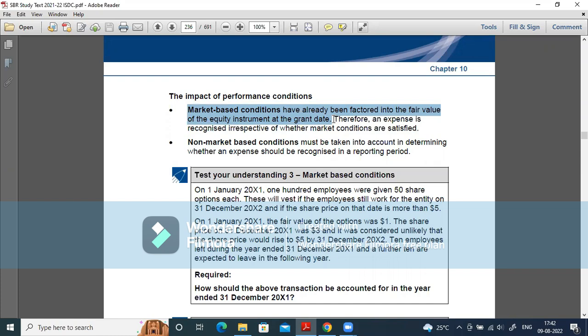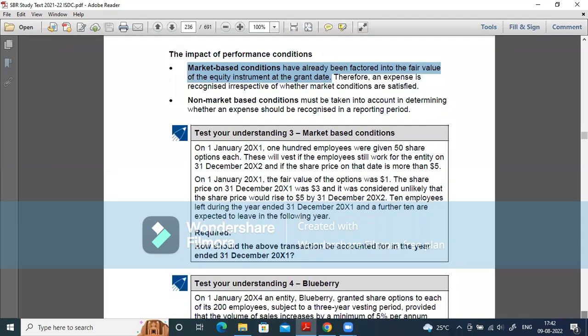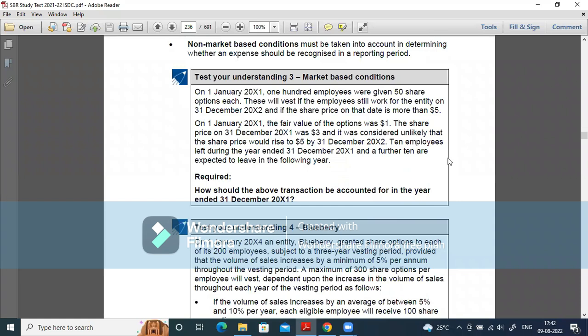Now let me take an example. Here there is an illustration. On January 2001, 100 employees were given 50 share options each. These will vest if the employees still work for the entity on 31st December 2002, and if the share price on the date is more than $5.